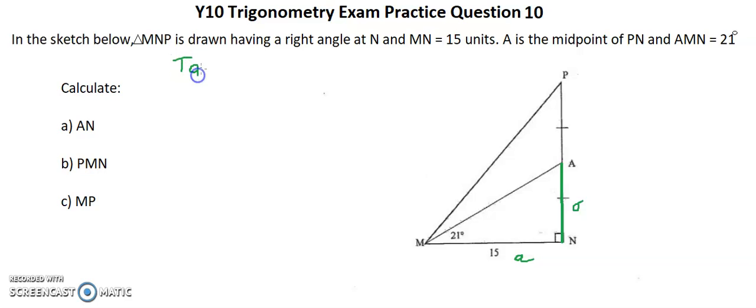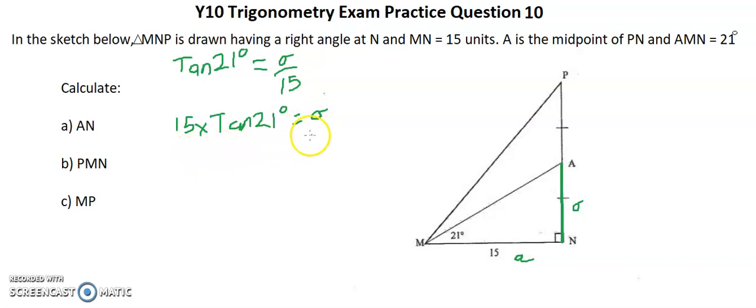So tan 21 degrees is going to be equal to the opposite over 15. I need to get opposite by itself, so I times both sides by 15, and that gives me 15 tan 21 degrees is equal to opposite. The next step here is to work out what my opposite is. I need to put that into a calculator, and that will give me 5.757.